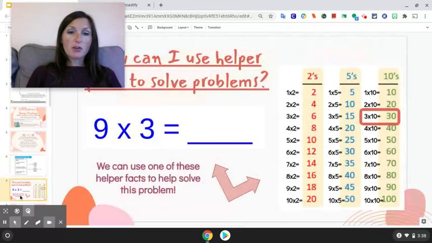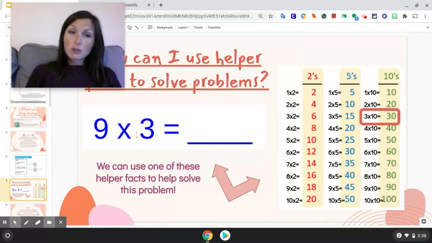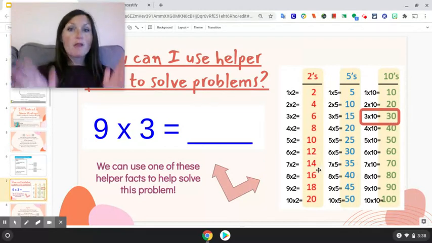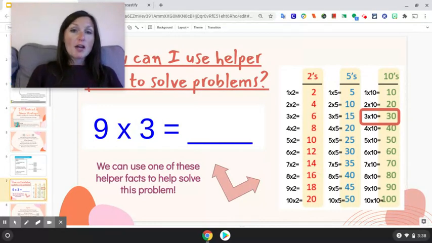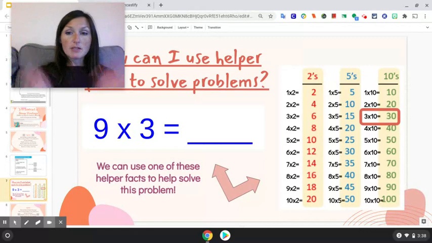If you were trying to figure out something like 9 times 3, you would look for the helper facts. Now, you could do 9 times 2. That would be adding a group, because you would need to add one group of 9. Since today we're looking at subtract a group, we would do 3 times 10 here. Does that mean you can't do 9 times 2? No, that is still a really good one to do. It would just be considered adding a group. Both of those ways are going to be helper facts.